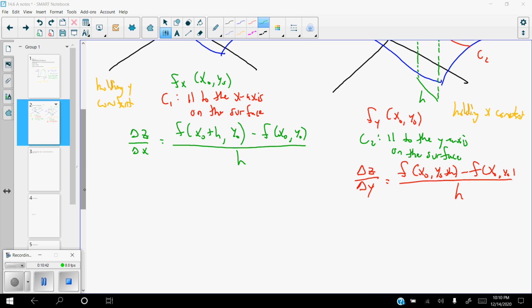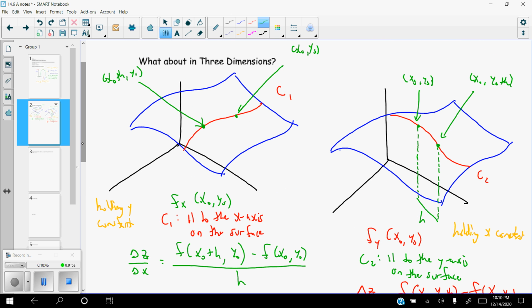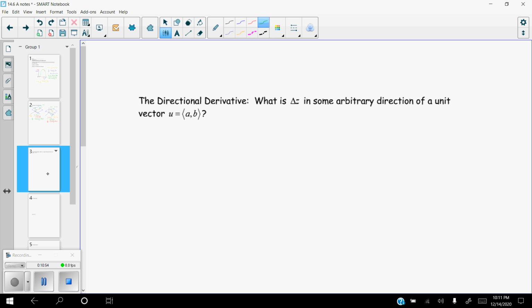Okay, these two were not difficult. We've done this before. We've done how does z change with respect to an x direction? How does z change with respect to a y direction? But what if delta z is in some arbitrary direction of a unit vector, which we'll call AB? So this time it may not necessarily be changing where something stays parallel to the x or y axis. It might now be in some, again, arbitrary direction of a unit vector.